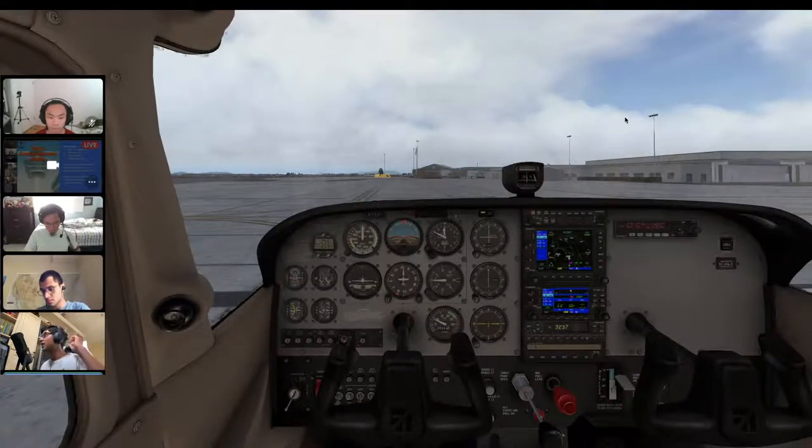And of course, where we are, we don't really need to say that when asking for taxi. They pretty much know where we are. And where we want to go, what do we want to do? We're asking for taxi instructions. So here we go.